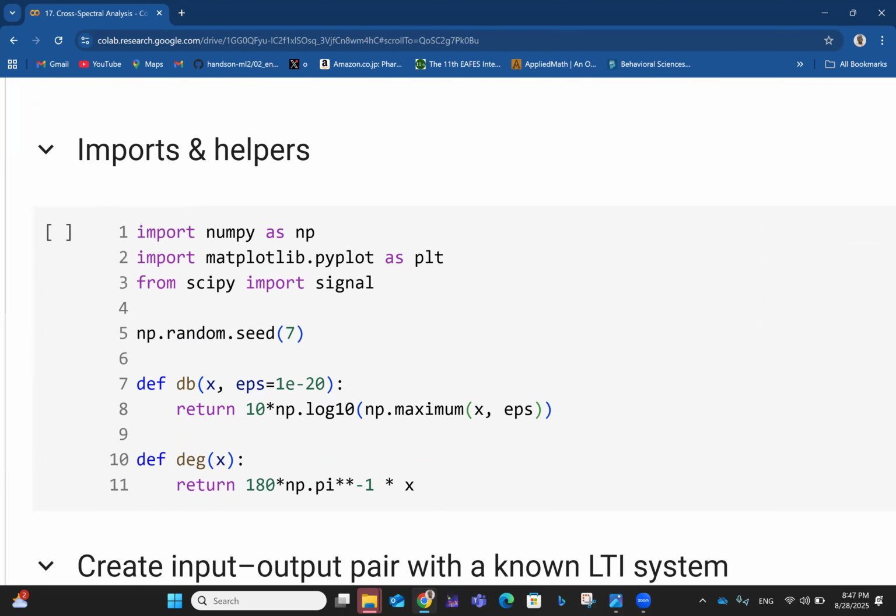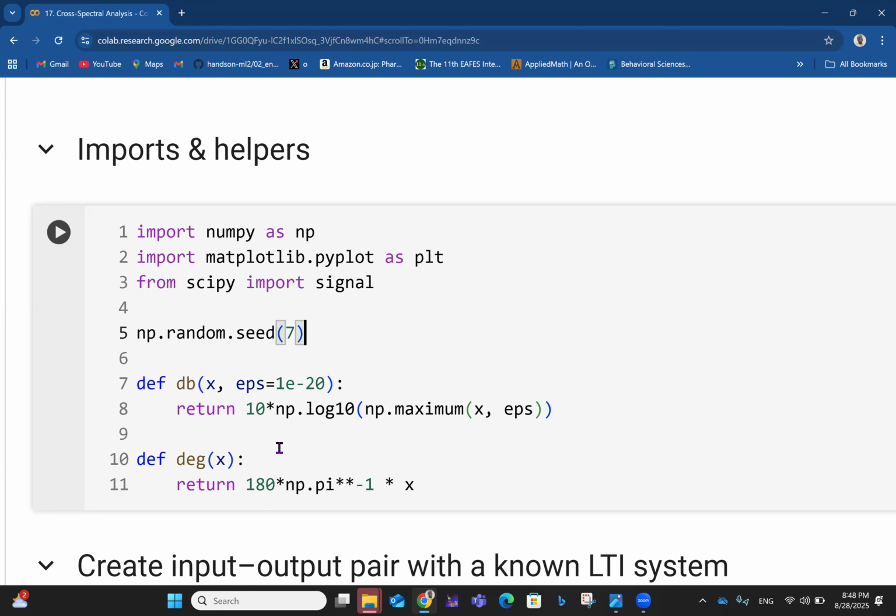First of all, we import the helpers. We do the imports and the helpers. The imports are the libraries or packages we have to import, like NumPy, Matplotlib, and SciPy. And then the helpers are the preliminary things we need to do. Like here, line 5 ensures that since we need some randomness in what we are doing, whatever random thing we get is the same throughout. So that's what this seeding is about.